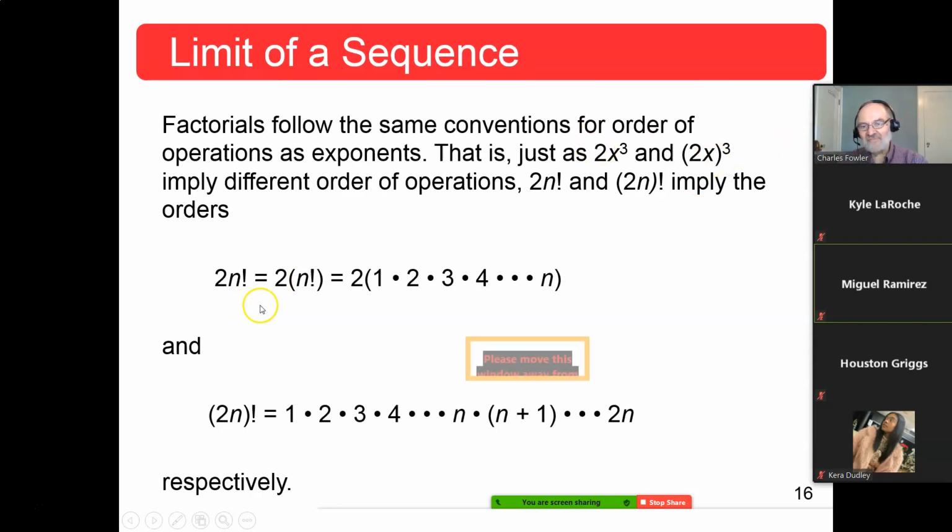Okay, so 2 times n factorial would be 2 times 1 times 2 times 3 times 4 up to n. You chose 4, so we'd stop right there. Whereas 2n factorial would be 1 times 2 times 3 times 4 times 5 up to n plus 1, n plus 2, n plus 3, up to 2n. That would go up to 8. So it'd be 1 times 2 times 3 times 4 times 5 times 6 times 7 times 8. Okay? So this would be far, far bigger.